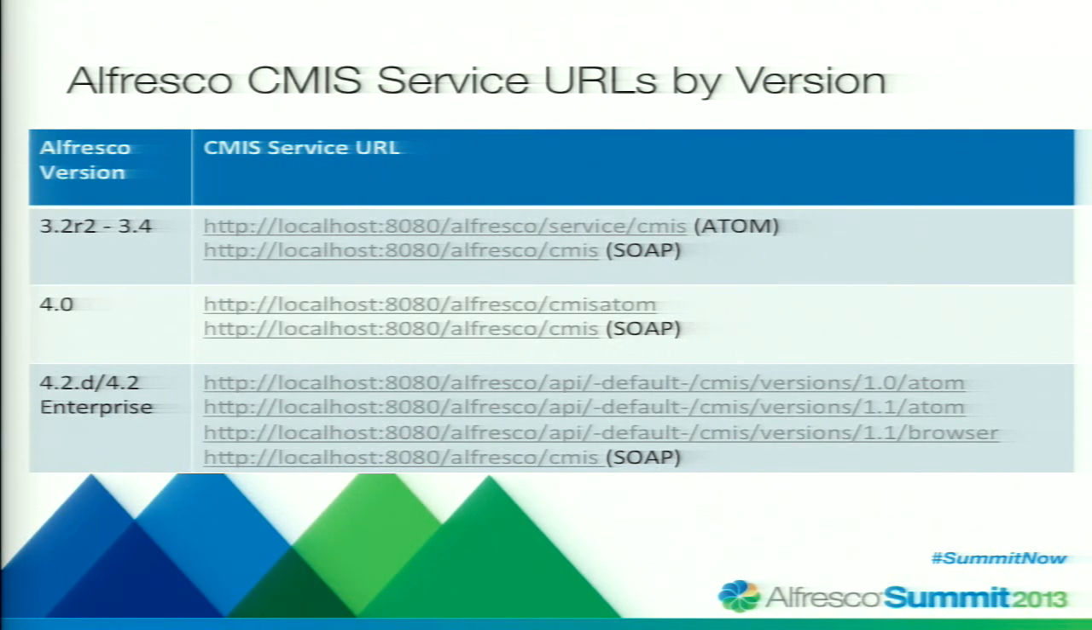Now, I'm going to talk about some differences in repositories in a minute, so let's keep that in the back of our mind. But anyway, I'll publish this. I mean, obviously, these slides will be on the website. And take a look at this list. The heads up here is that in 4.2, D, I think, these URLs changed again. So we've got the 3.2 to 3.4 URLs, the 4.0 URLs, and now the 4.2 URLs are here. So just be aware that that's happened.